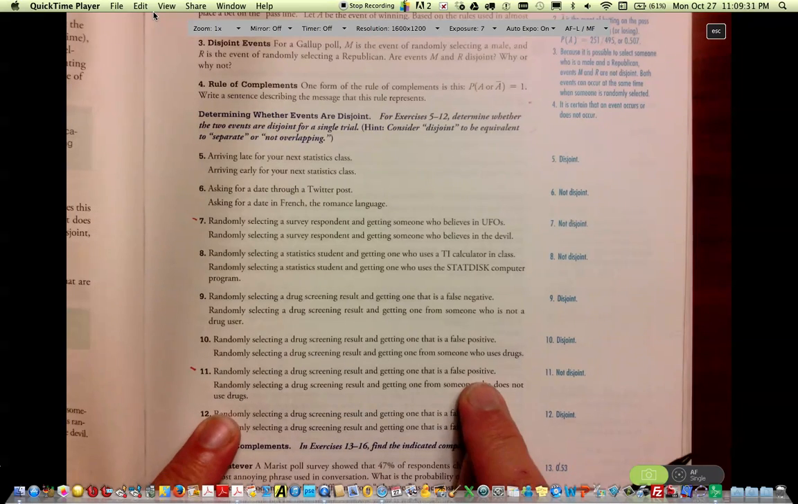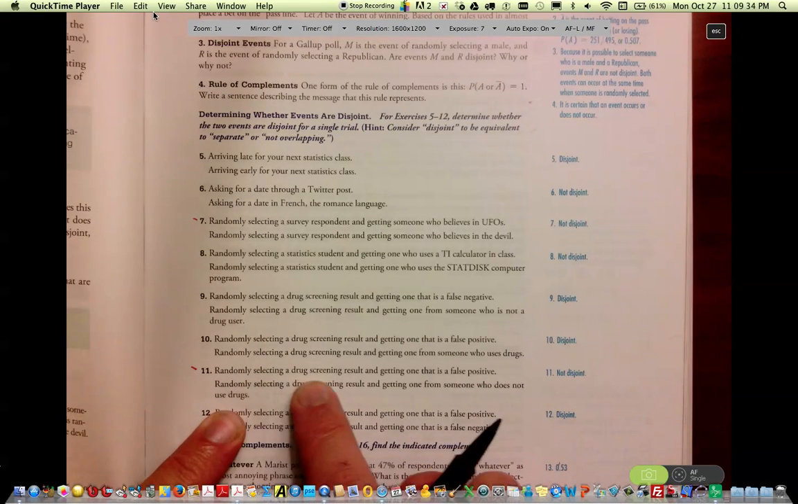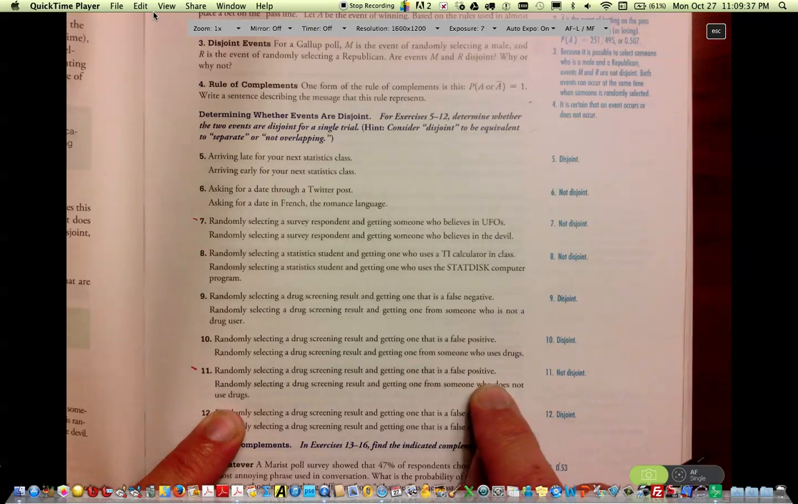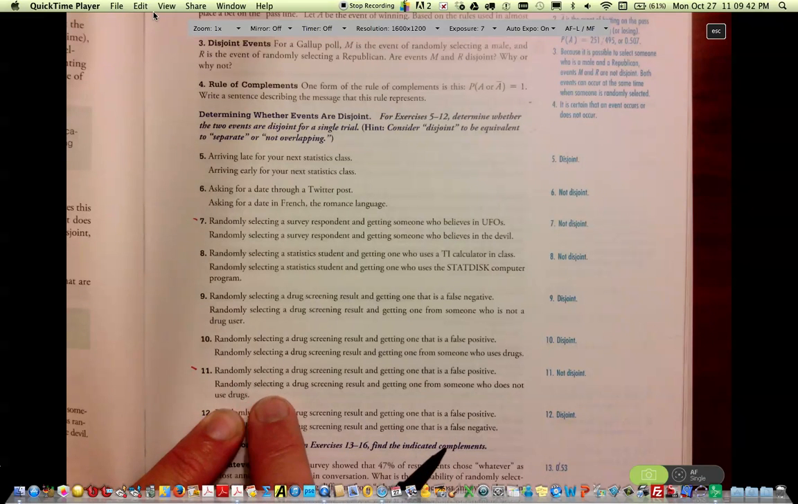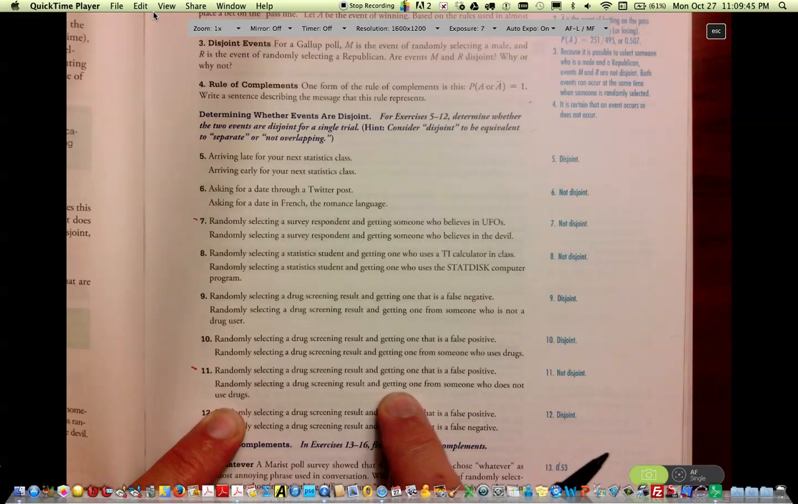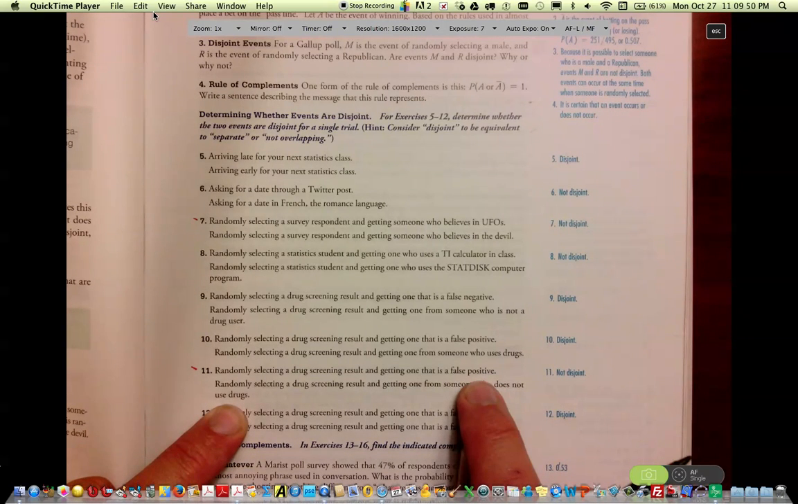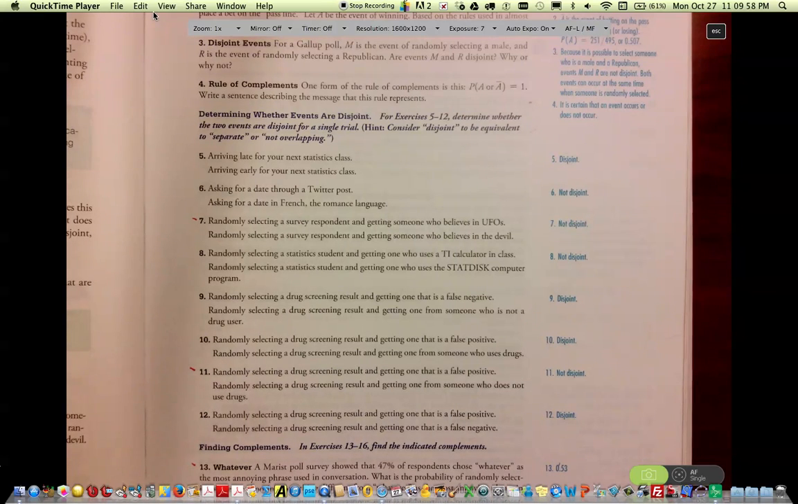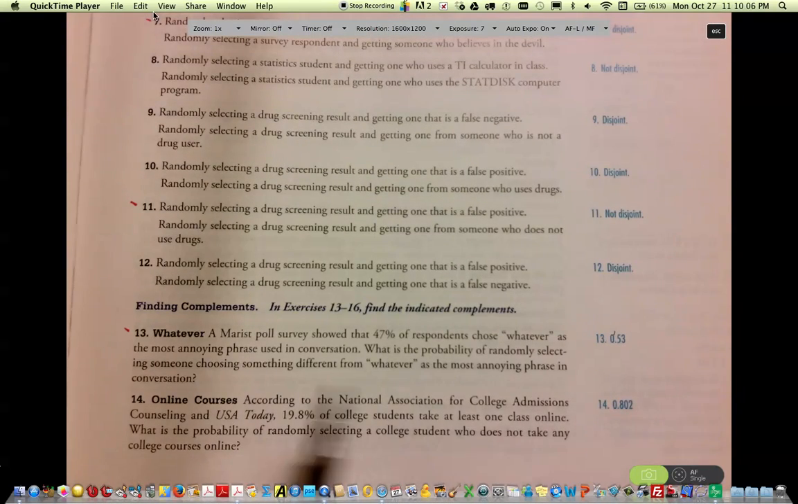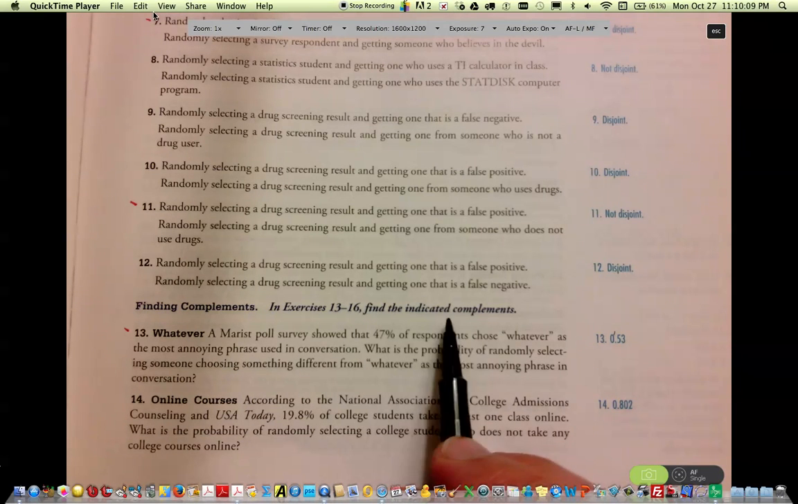Okay, so are these disjoint or not? Randomly selecting a drug screening result that gets a false positive means these people are not using drugs, but the test says that they are. And then can you also get randomly selecting a drug screening result and getting one from somebody who does not use drugs? Right? These people that don't use drugs are going to be in this set. So these are not disjoint. There are some people that are going to get a false positive, and there are some people that are also not using drugs. Okay, if we skip down to number 13, number 13 is find the indicated complements.